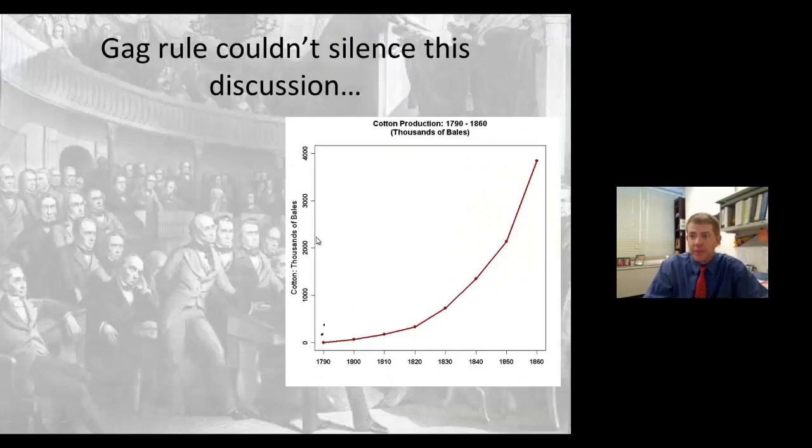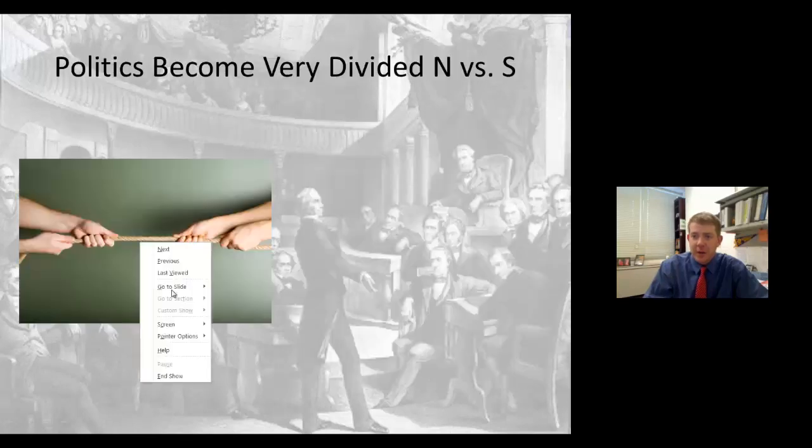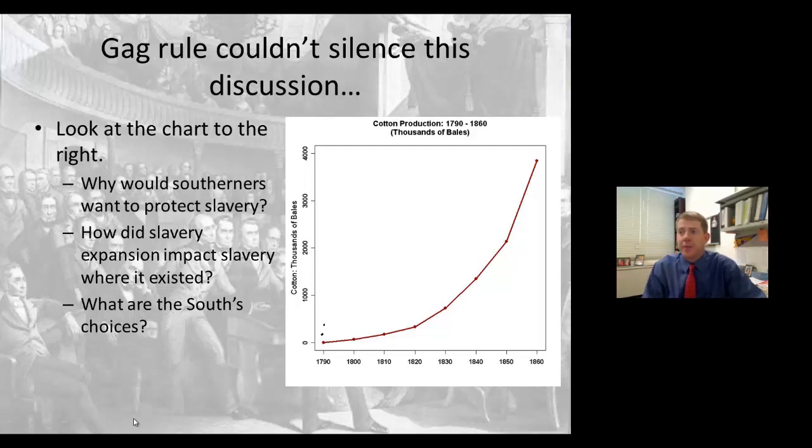I want to focus on this chart real quick and some questions that I want you to consider. What we have here is cotton production, and we see going from 1790 to 1860, you see the dramatic increase in the amount of cotton that's being produced in the United States, specifically in the South. And if you look at this chart, I want you to think, why would Southerners want to protect slavery? How does slavery tie into this chart? How did slavery expansion impact slavery where it existed? We talked a little bit about that in class today. And what are the South's choices? And I would like for you to be prepared to discuss these ideas.